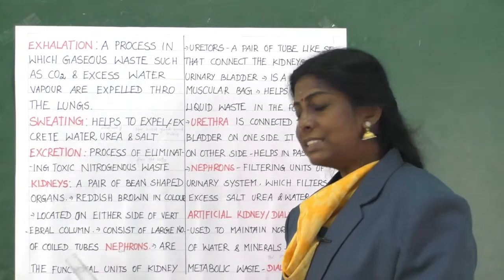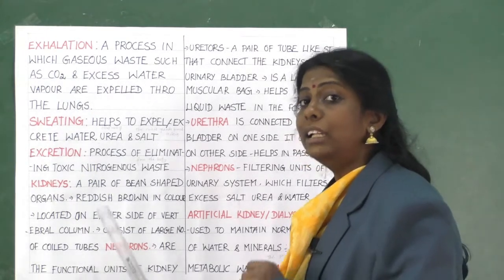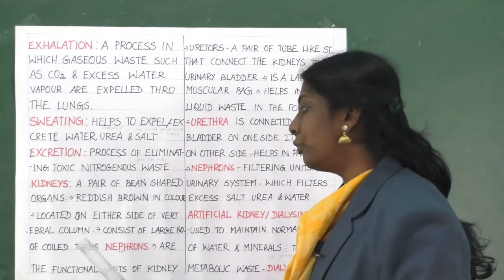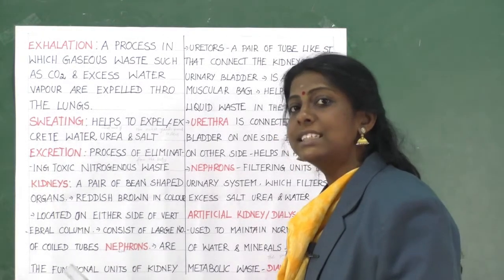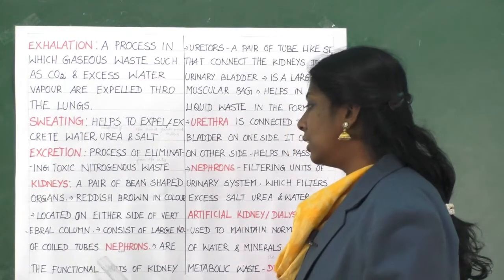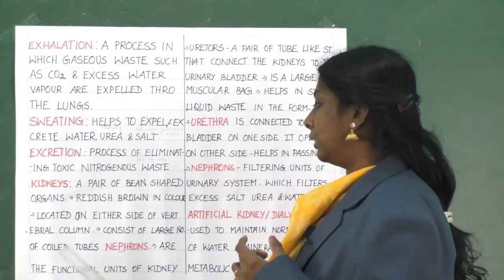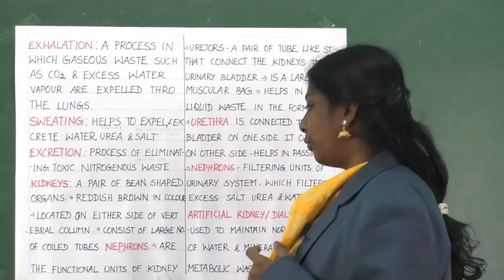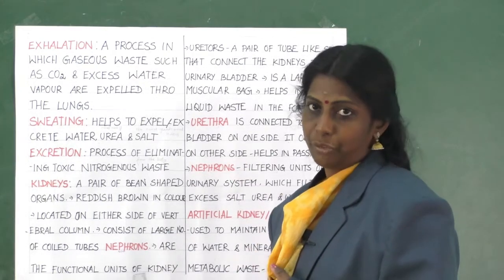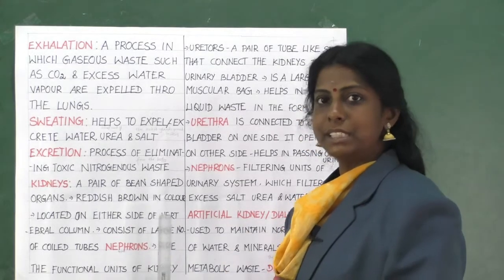Then, it consists of a large number of coiled tubes, said to be nephrons. What is that? Nephrons. So, what are these nephrons? They are the functional units of the kidney. The kidney's functional unit is nothing but the nephron. Okay, so let us learn about this kidney structure in detail.